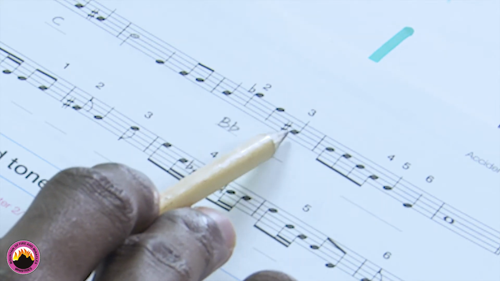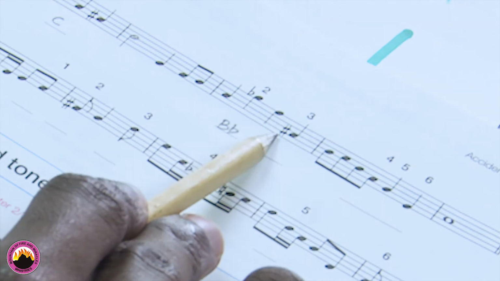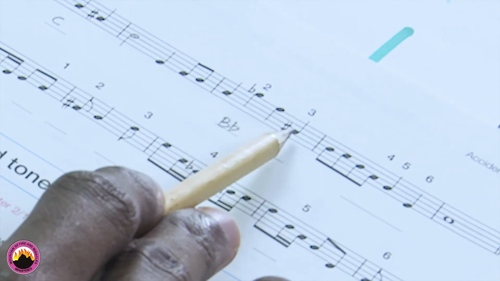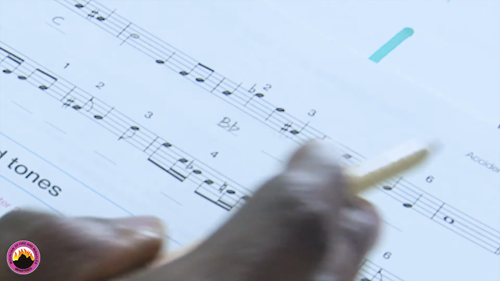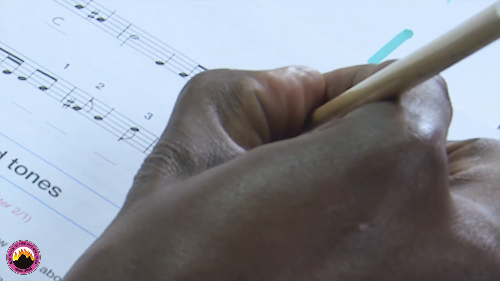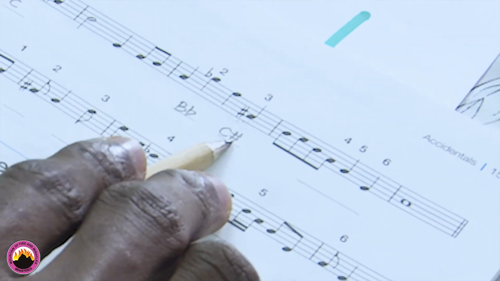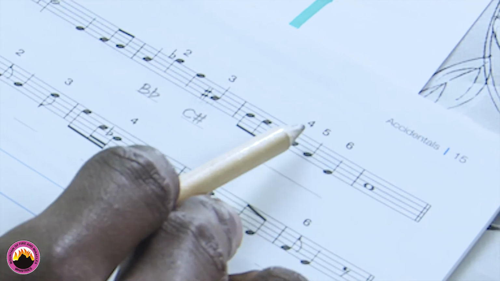But in this case, it is not just a C. There's an accidental in front of it. What accidental is it? It is a sharp. So this is not C, but C sharp. So you come here, write C sharp. Now let's quickly do 4, 5, and 6.